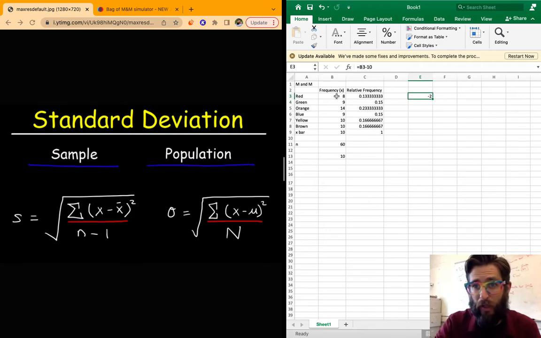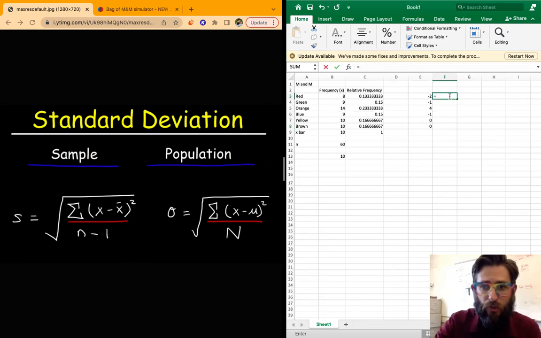Now if I wanted to apply that to every number in this column, all I would need to do is click on the plus in the bottom right hand corner and drag it down, which makes sense. So 8 minus 10 is -2, 9 minus 10 is -1, 14 minus 10 is 4, 9 minus 10 is -1, 10 minus 10 is 0, 10 minus 10 is 0. So what we've done here is we've gotten the x minus x bar.